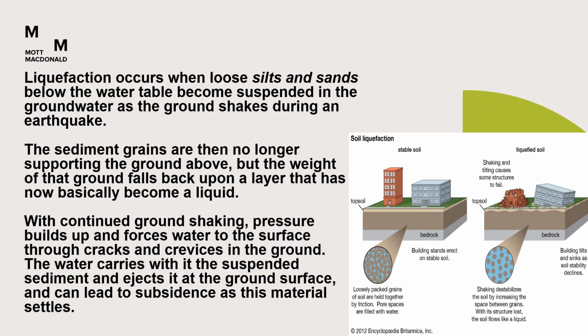Liquefaction occurs when loose silts and sands below the water table become suspended in the groundwater as the ground shakes during an earthquake. The sediment grains are then no longer supporting the ground above, but the weight of the ground falls back upon a layer that has now basically become a liquid.